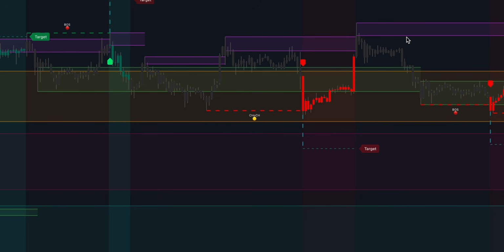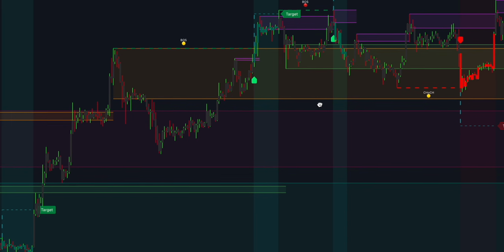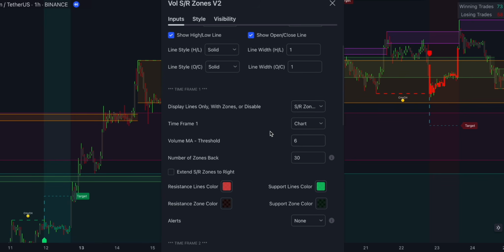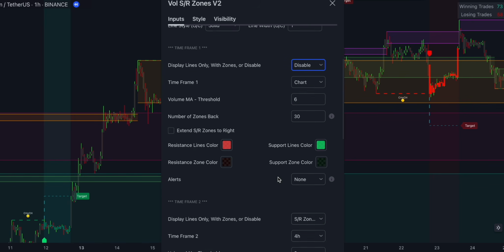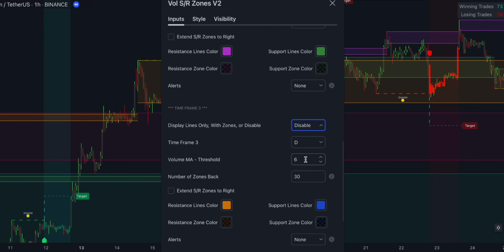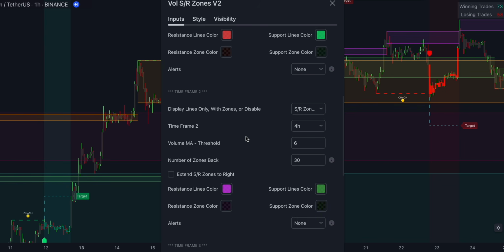You will no longer need to manually draw key levels. In addition, this tool is multi-time frame, which means it spots key levels from higher time frames too. Before we proceed, let's open the indicator settings and disable all time frames except 4-hour ones. Let's make the zones more visible.